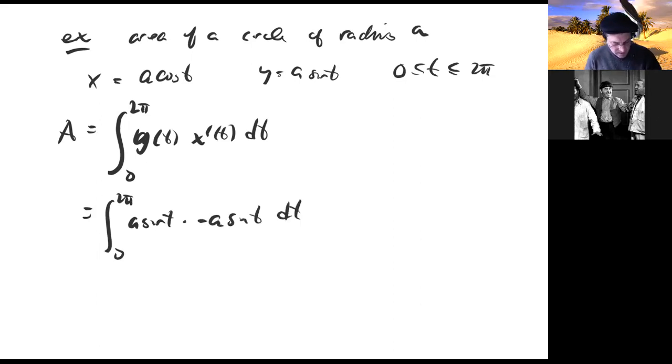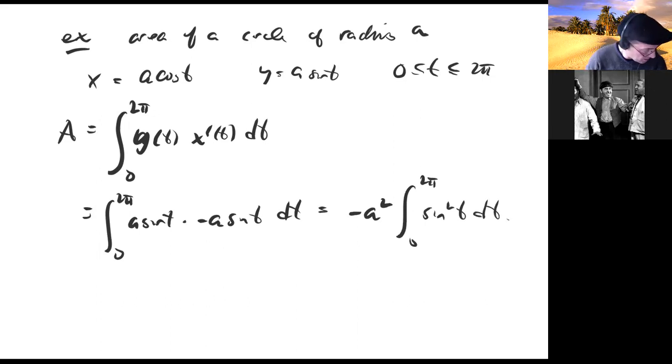And there's a dt. So this is going to be, if I did this right, the negative a squared times the integral from 0 to 2 pi of sine squared t dt. And I'm worried about this minus sign here, and I'm probably getting the wrong sign. Well, let's not worry about the sign for now. Let's just do the computation.